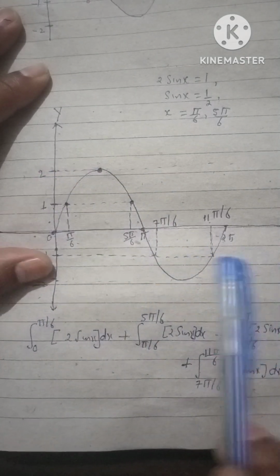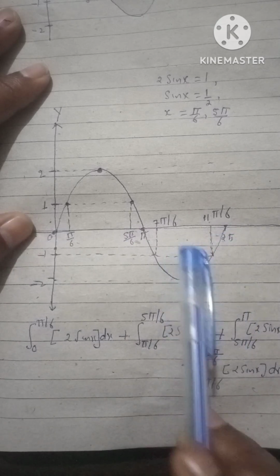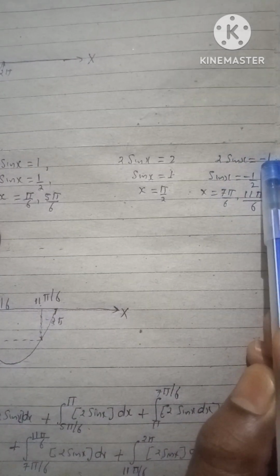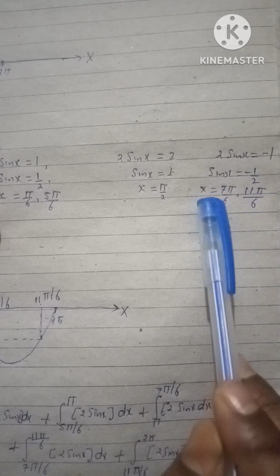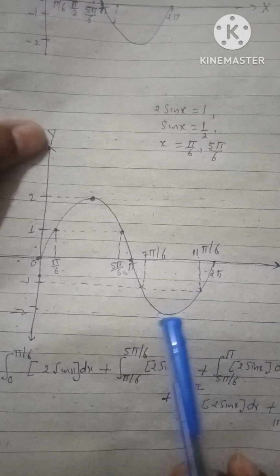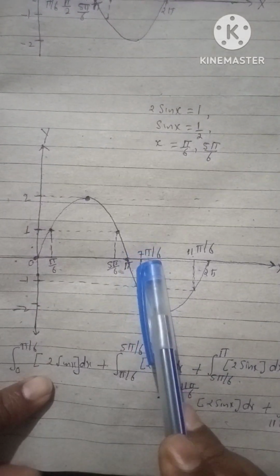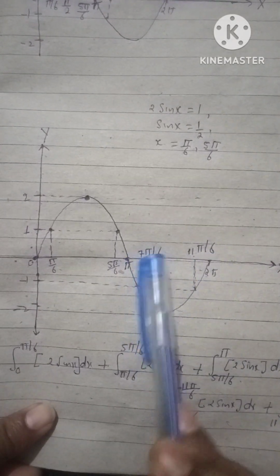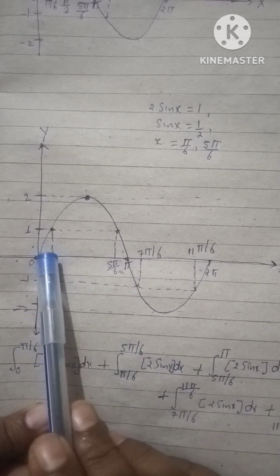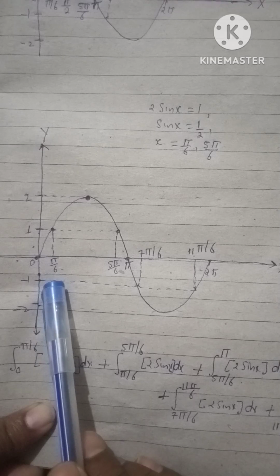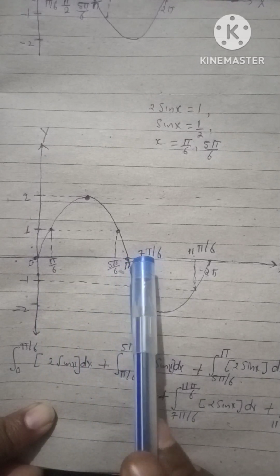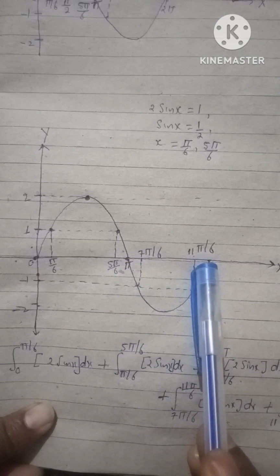Okay, and the next diagram is downside. If 2 sin x is equal to minus 1, so sin x is equal to minus half, and x is equal to 7 pi by 6 and 11 pi by 6. So in the diagram, 7 pi by 6 here and 11 pi by 6 here. At x equal to 7 pi by 6, 2 sin x is equal to 0, and we get the value from 0 to minus 1. So this area will be minus 1 for the greatest integer of 2 sin x.